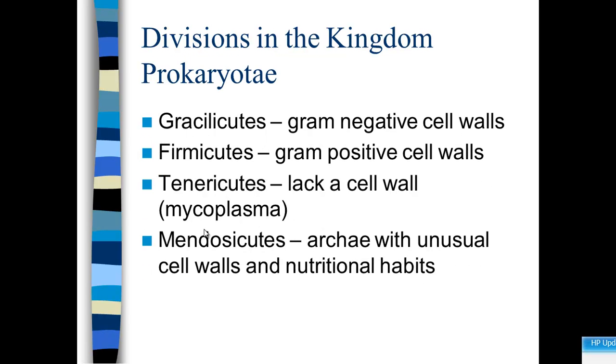Okay. In terms of prokaryotes, and this says kingdom prokaryota, scratch that out. Let's say in prokaryotes in general, prokaryota is no longer a kingdom. That has changed. Okay, so in prokaryotes, there are 3 kingdoms: gracilocutes, which are gram-negative, firmicutes, which are gram-positive, and tenericutes that don't have a cell wall. Okay, so circle those first three.